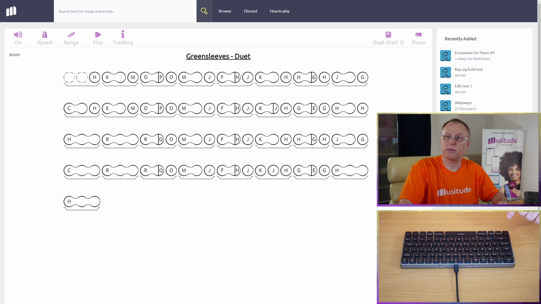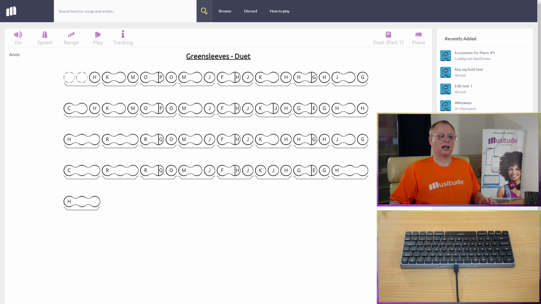And what I'm talking about is really how I came up with this, what you see before you, which is Musitude notation, and really the whole Musitude system. So what I'll do is I'll explain a little bit about the process.